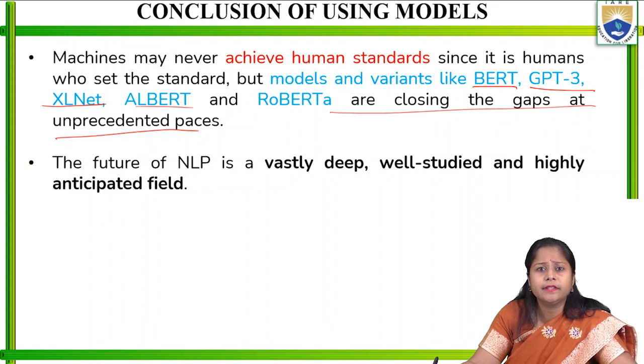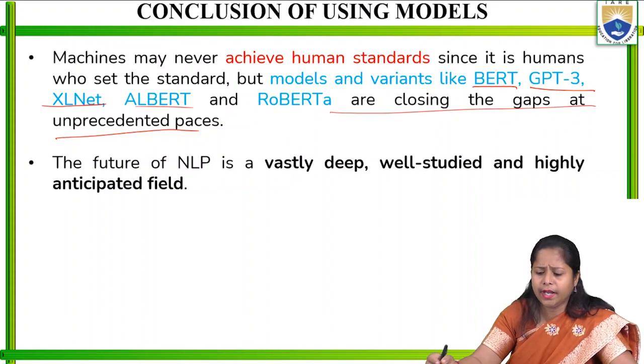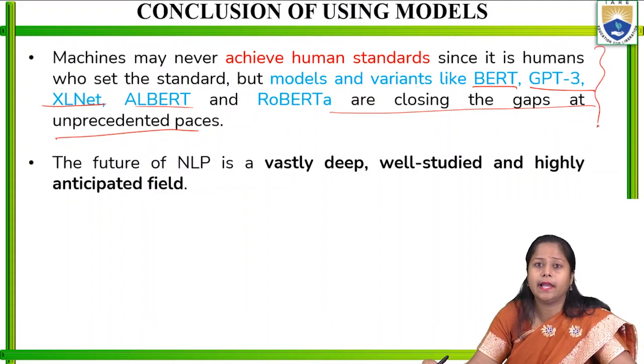Models cannot achieve the human standard, but some language models give accurate results near the human standard. So in those cases we apply models and variants like BERT, GPT-3, XLNet, ALBERT, and RoBERTa, so that they give better performance and the task is completed in a timely and proper manner. That is the particular goal of using these language models.